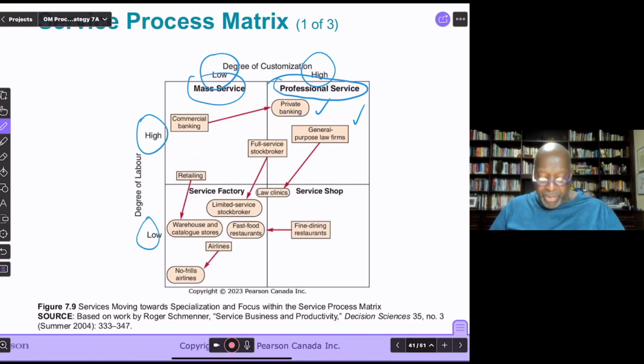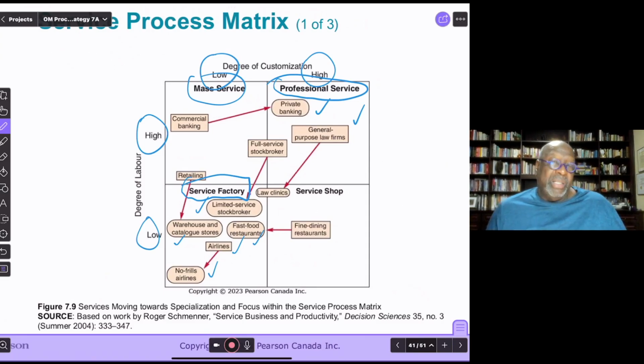Low degree of labor, low customization. In that case, you have what we call a service factory. It's almost like the process type of orientation. So you have limited service broker service, warehouse and catalog stores, fast food restaurants, airlines, no frills. There isn't much customization in air travel for you. Well, yes, maybe the customization might happen if you are an elite customer and then you're accessing the lounge. But we all sit in the same kinds of seats, if you sit in the aisle seat, whatever that is.